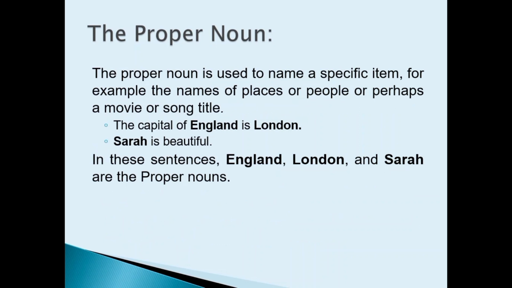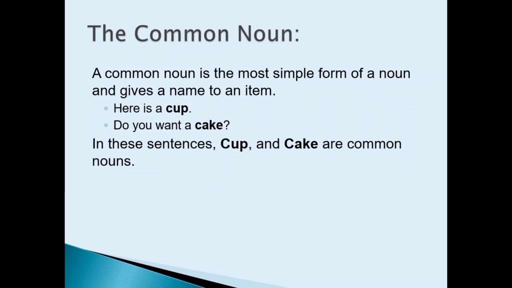The capital of England is London. Sarah is beautiful. In these sentences, England, London, and Sarah are the proper nouns. A common noun is the most simple form of a noun and gives a name to any item. Here is a cup. Do you want a cake? In these sentences, cup and cake are common nouns.